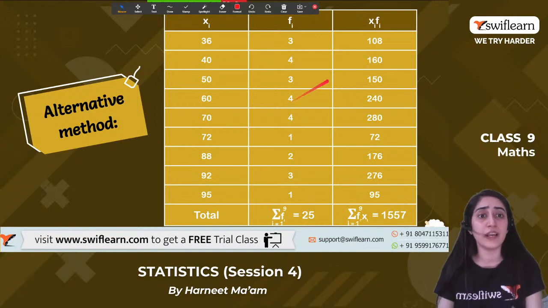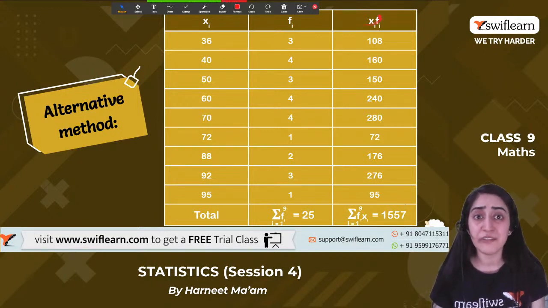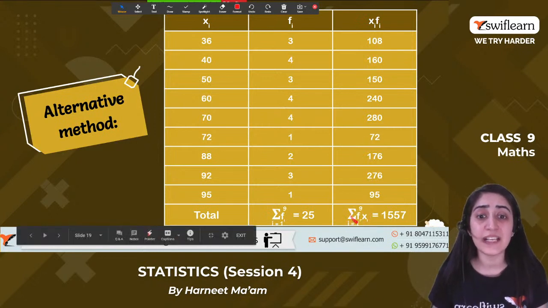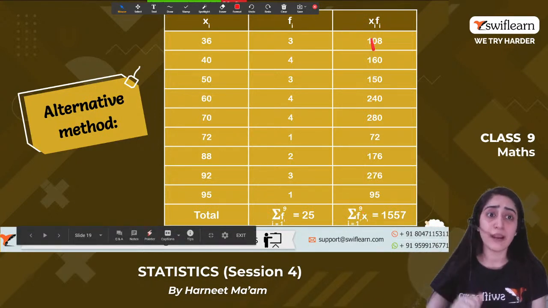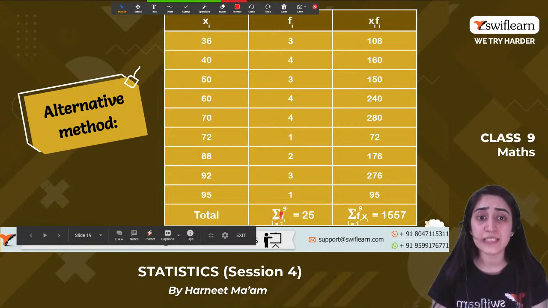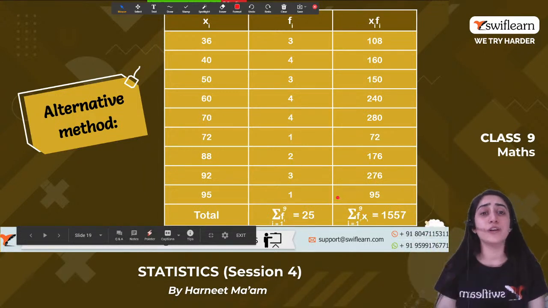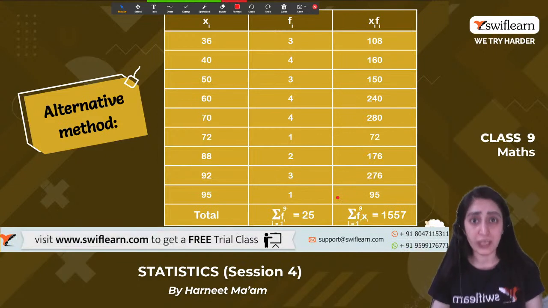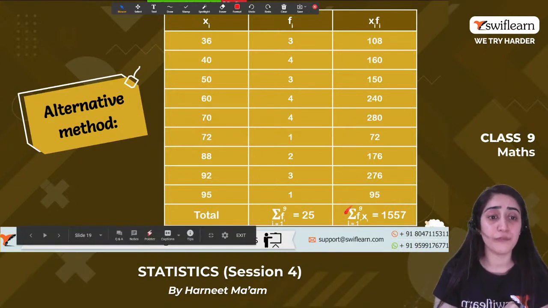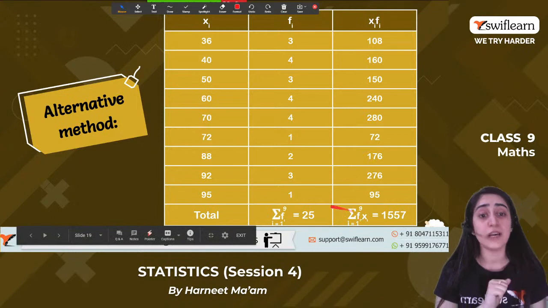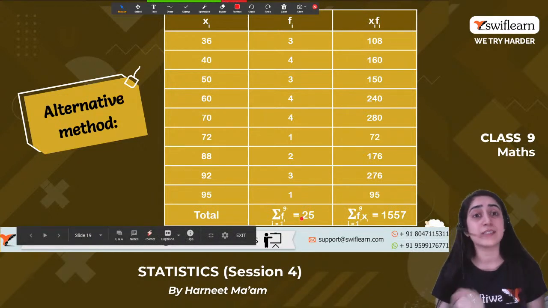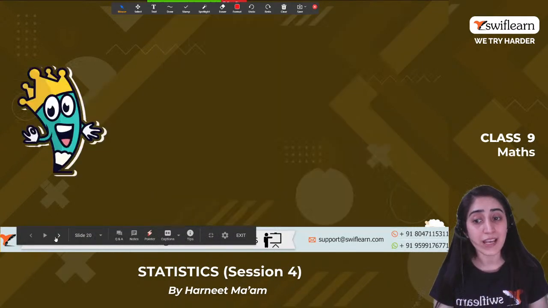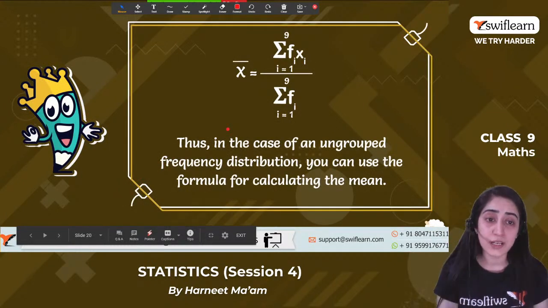See, what am I doing? I am here multiplying. I've written that I'm multiplying these two. Here, what am I doing? I'm writing sigma. That means I'm adding. So I'm adding all of this. Here also I'm writing sigma. That means I'm adding all the F column. Right? Now, what do you want? You want me to calculate the mean. So that is the sum of the multiplication of the frequency upon the total number of frequencies that we have. All right. So this is the alternative method.